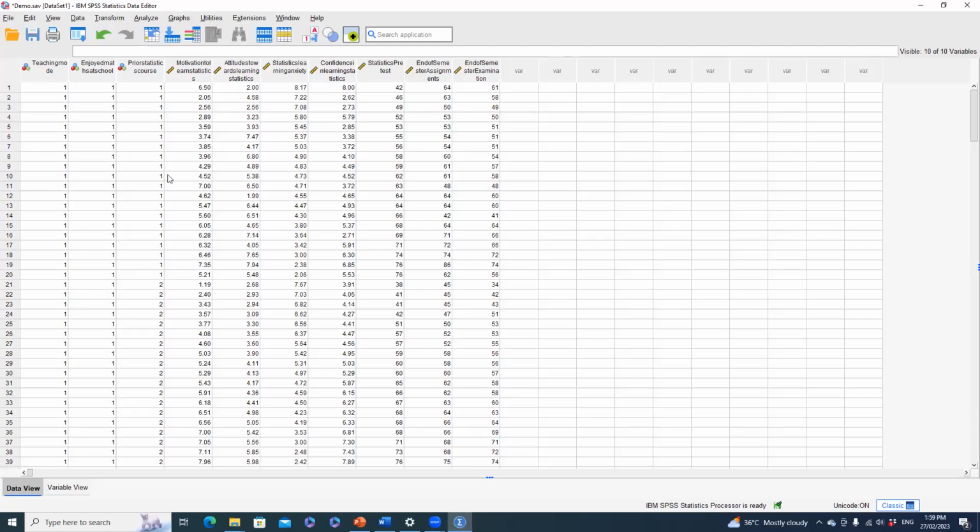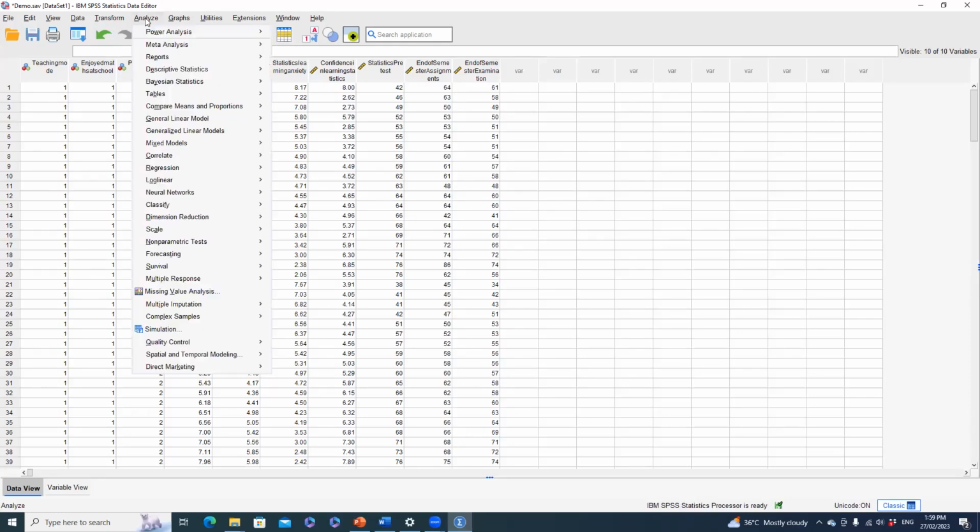Okay, so to do any analysis in SPSS, we go to the analyze command here. So we click the analyze at the top there. And there are multiple ways of generating descriptive statistics in SPSS. There are loads of different ways that we can do that. One of the main ways is to use the descriptive statistics command.